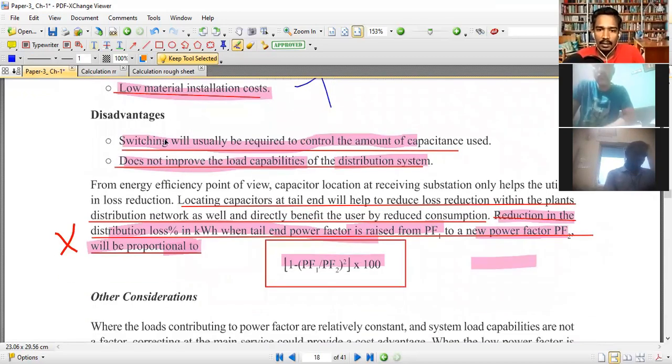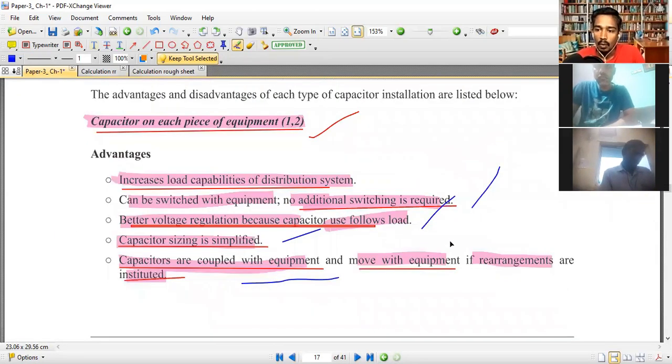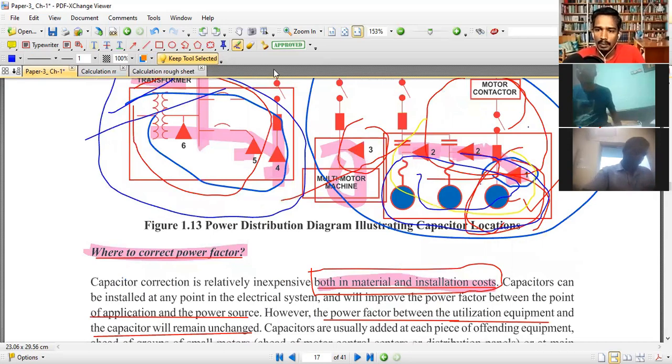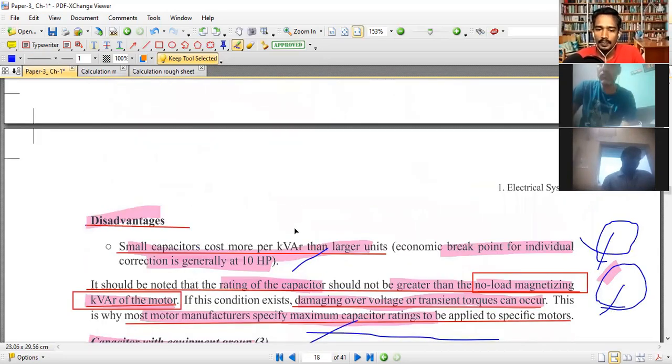The disadvantage is it's not possible to do switching. It's very, very important: it does not improve the load capability, because they are using the source end. On the load side there is no improvement, because here there is some transient. Everything is transient, motor also transient. Then a better load improvement is not available. This is the disadvantage.